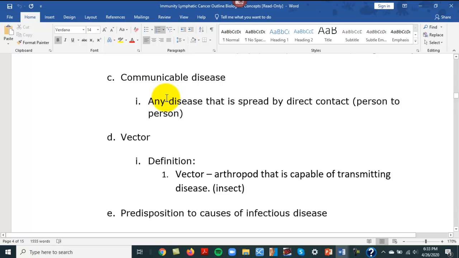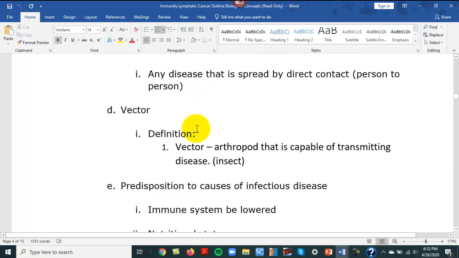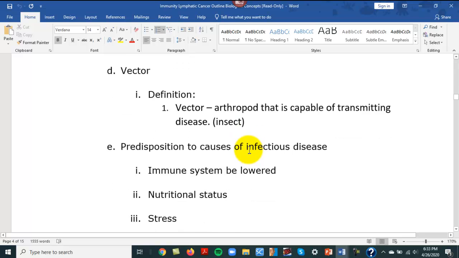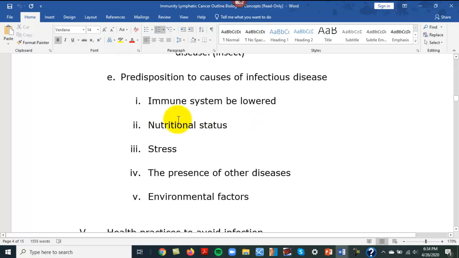Yes, we've done this. Communicable means person to person. That's what pandemics, epidemics, and vectors, we talked about those. Vectors are arthropods that are capable of transmitting disease. And here are some examples of what would cause a person to be susceptible to getting sick. Immune system lowered, diabetes, possibly other disease states, maybe just got through having chemotherapy, something that's maybe even a previous infection that the immune system's lowered, nutritional status, stress.